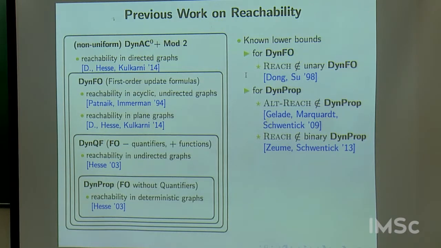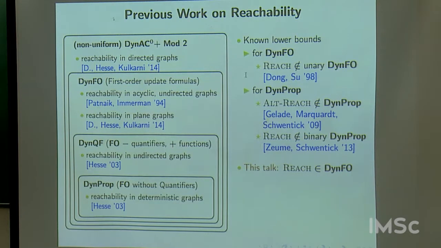I might touch upon this result, which was another upper bound, in which we showed that you can do reachability in dynamic AC0. So AC0 is the non-uniform version of first order, and you can do it in dynamic AC0 plus mod 2 gates, plus parity gates. Okay, and that was the thing.